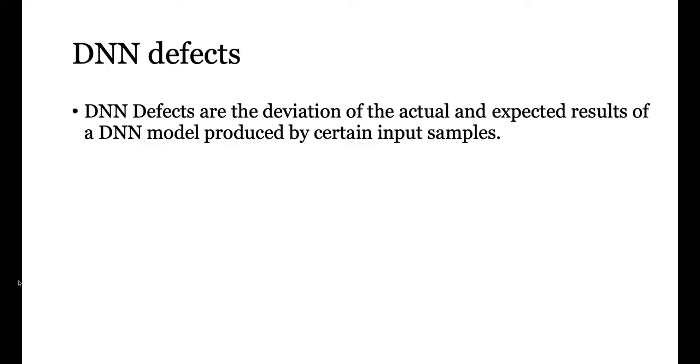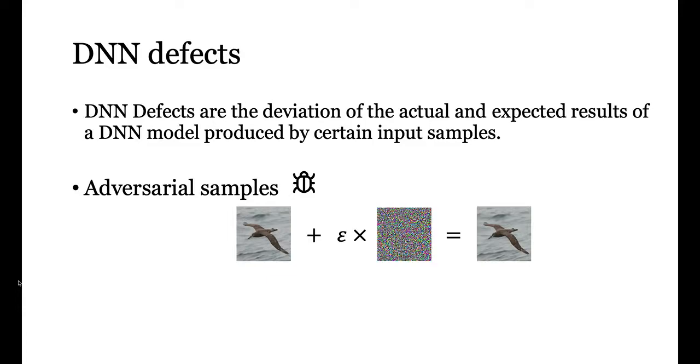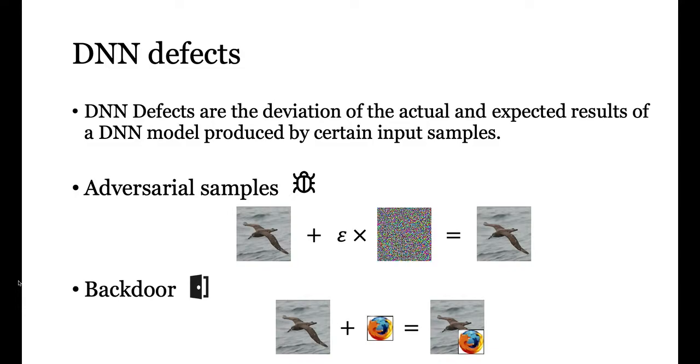In this work, we define DNN defects as the deviation of the actual and expected output of a DNN model produced by certain input samples. We mainly focus on two types of defects: adversarial samples and backdoor. Adversarial samples are generated by adding carefully generated noise to the input to mislead the DNN model. Backdoor samples are generated by attaching special triggers to the input.